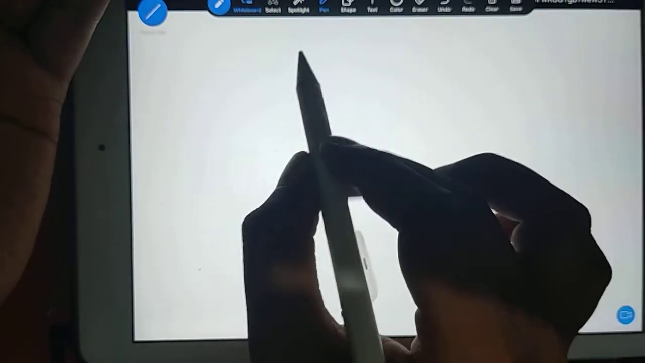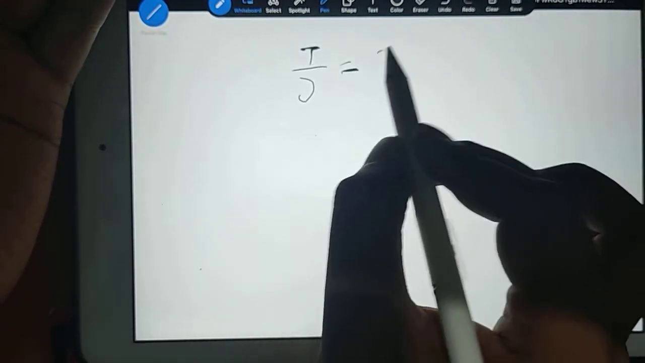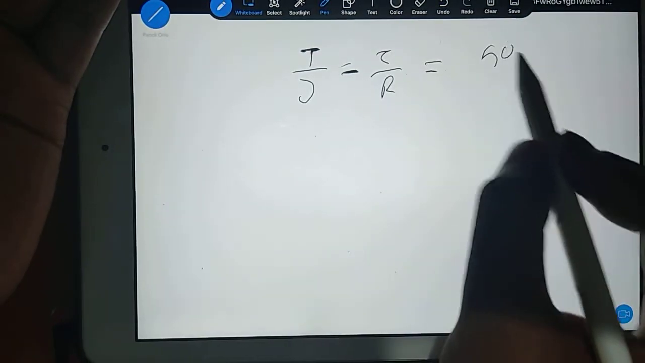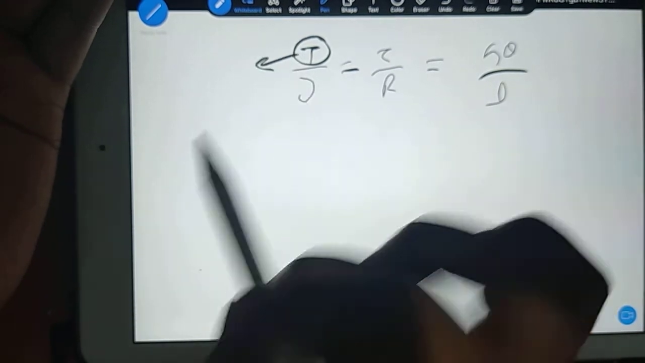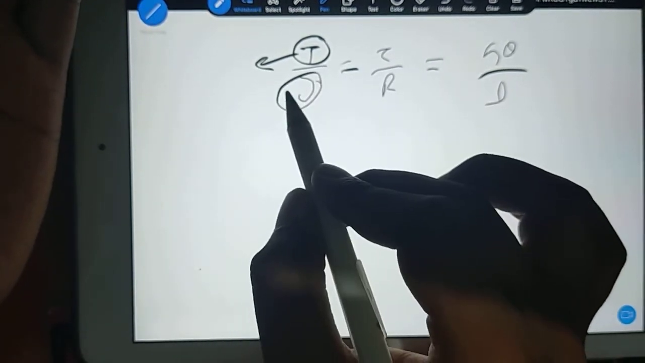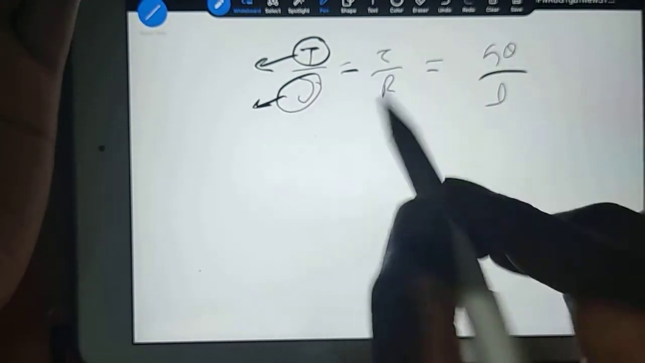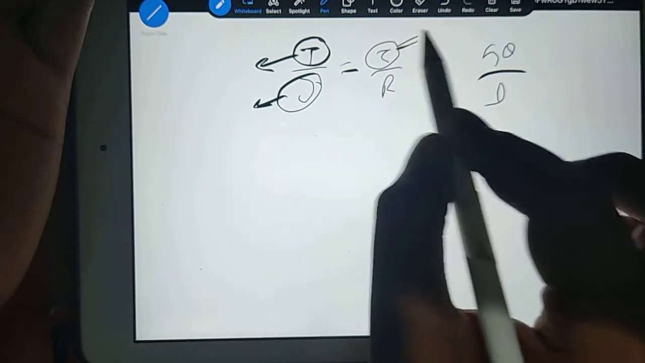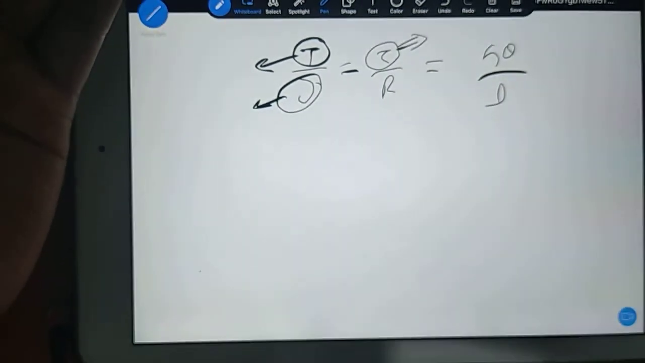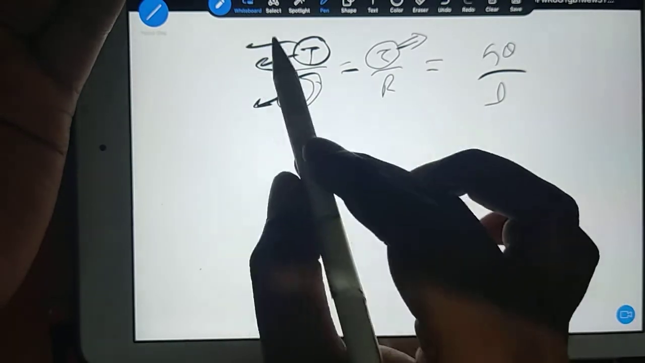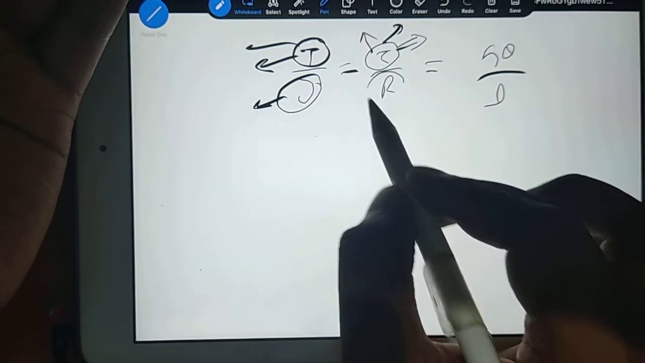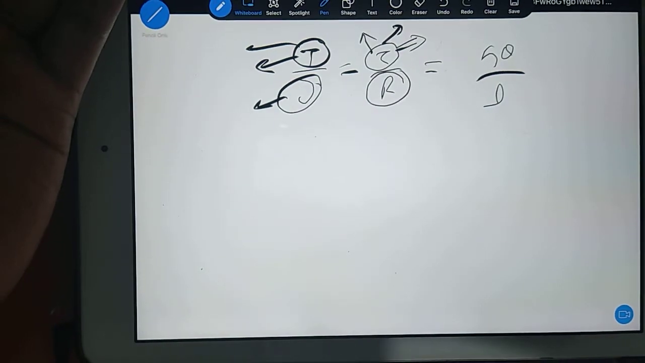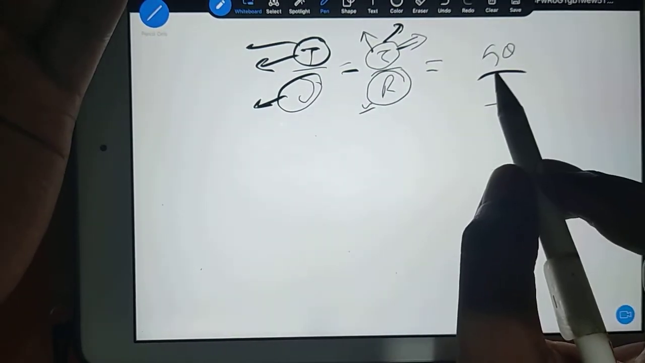But if you come to the formula, T by J equals tau by R equals G theta by L. This T is your torque, clear. This J is your polar moment of inertia, clear. What about this tau? This tau is your shear stress. Whenever you apply torque, shear stress comes into the picture. That shear stress will be acting on a particular radius, so that radius is R.